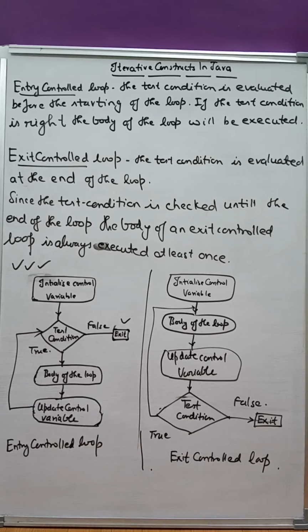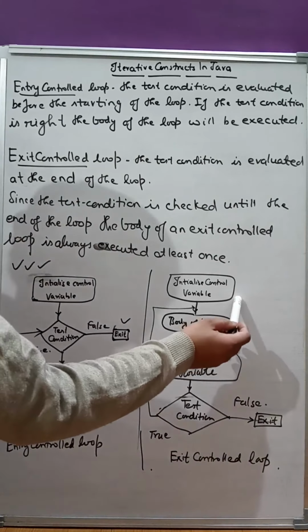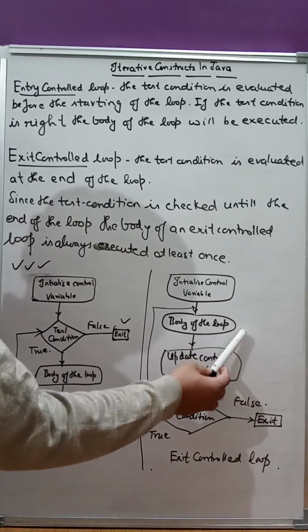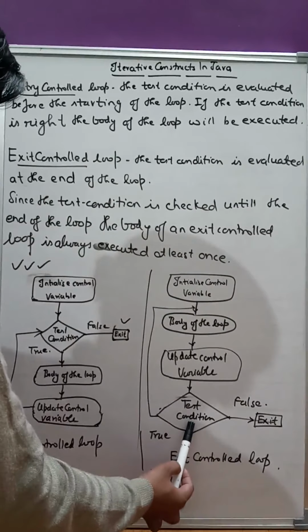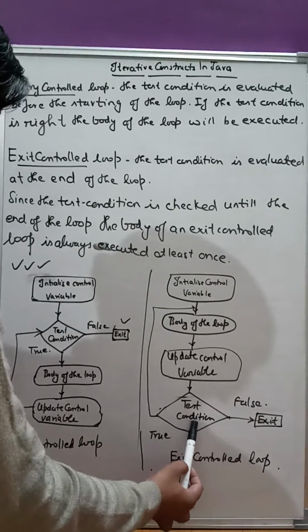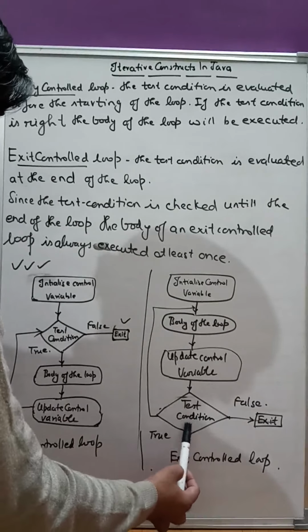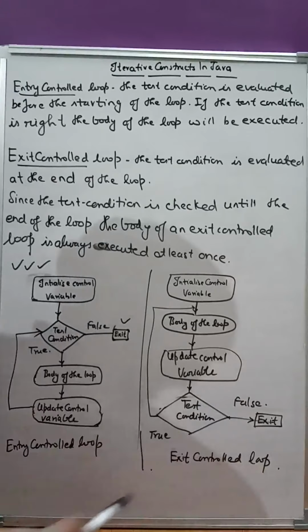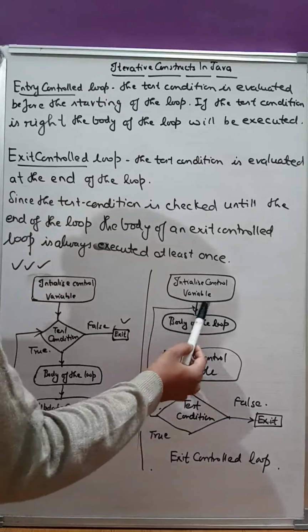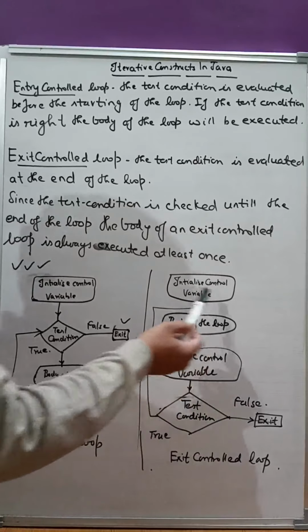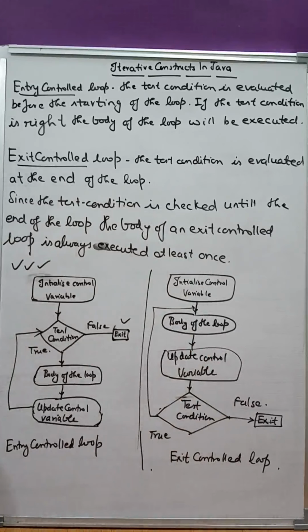Now talking about the exit control loop, in the exit control loop the condition is evaluated at the end of the loop. That means first you will initialize the control variable, then you will execute the body of the loop and update the control variable. And after that, at last, the condition will be checked. If it is false, you will exit from the loop. Otherwise, the control will be passed back to after the initialization of the control variable, and the process will happen again.